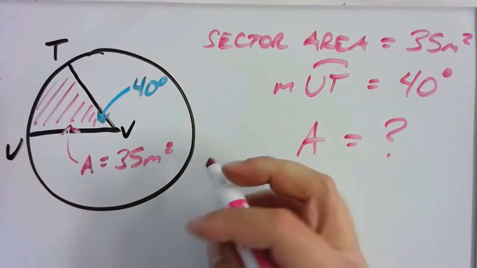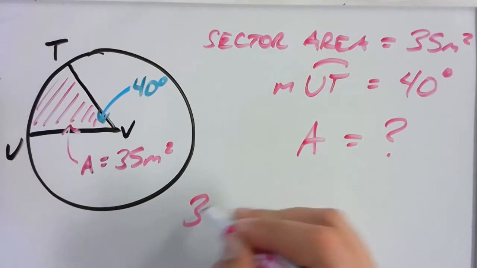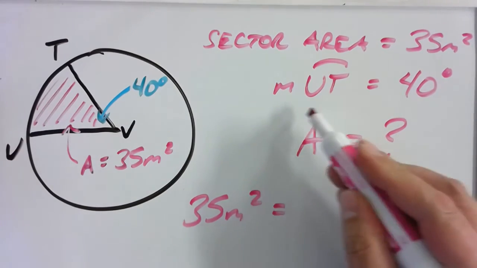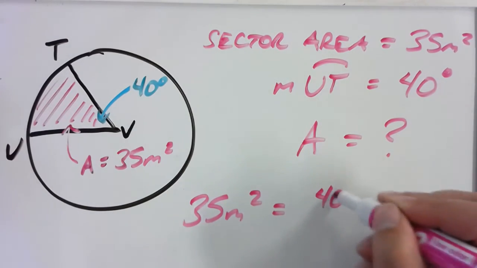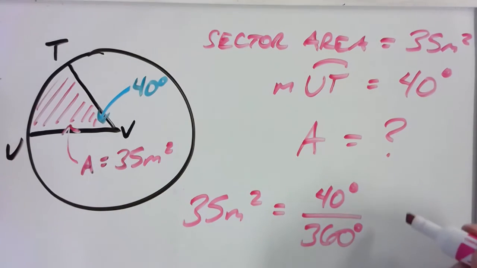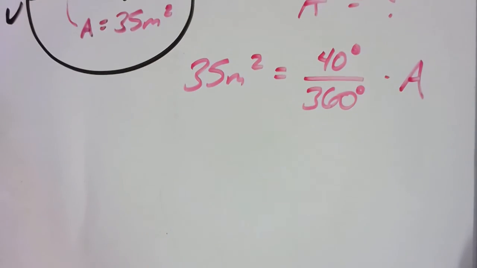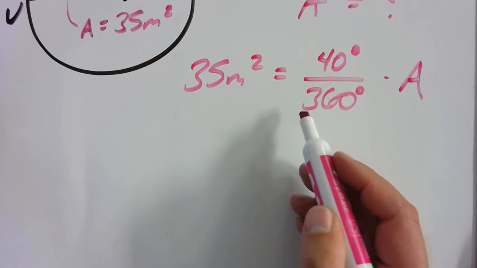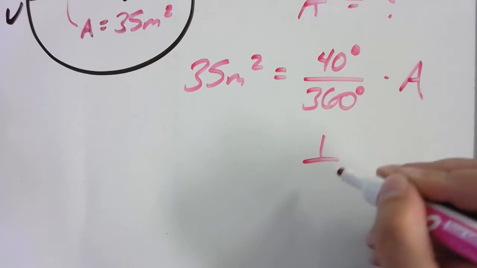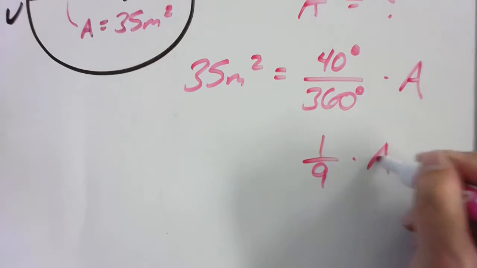So in this equation, I'm going to have the sector area, 35 square meters, equaling the measurement of that UT arc, 40 degrees out of 360 degrees. And then I'm going to multiply, instead of by pi r squared, since I'm just solving for A, I'm just going to solve for A right there. So solving in this case, again, I just plugged directly into the formula. I reduced this fraction first. This one's a little bit friendlier than the last one. This one reduces to 1/9.